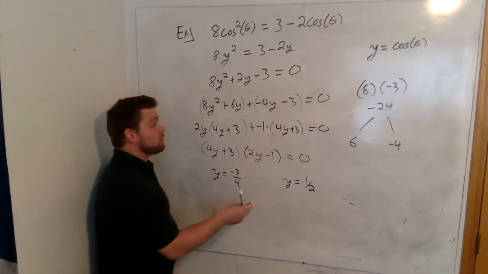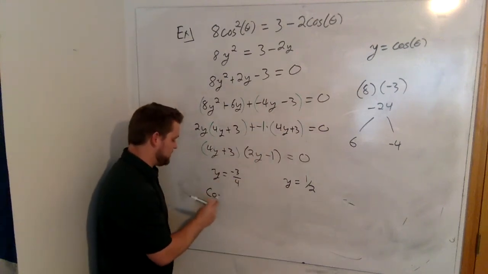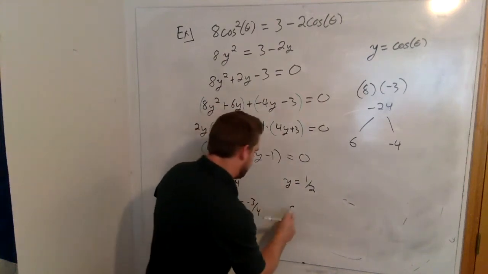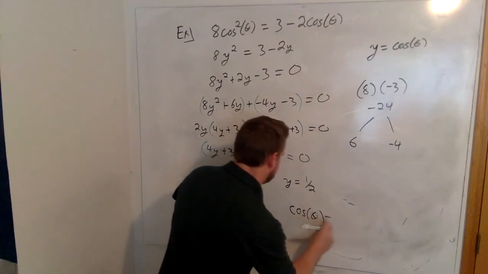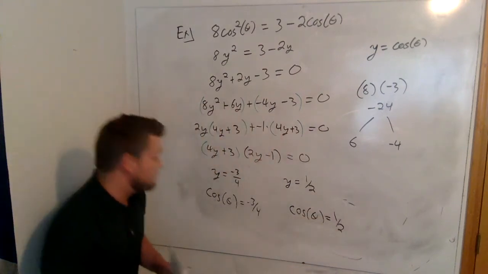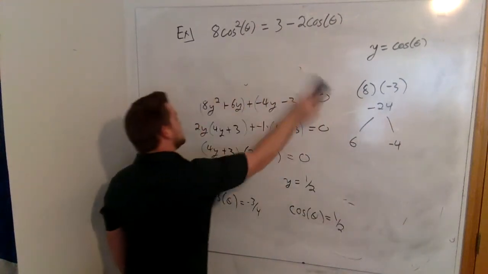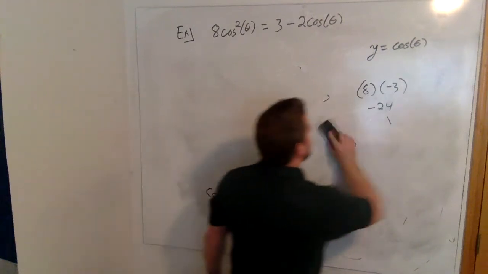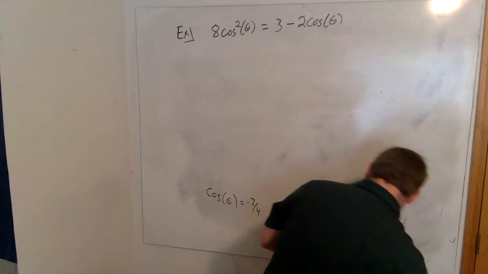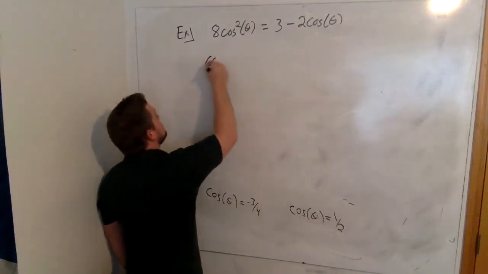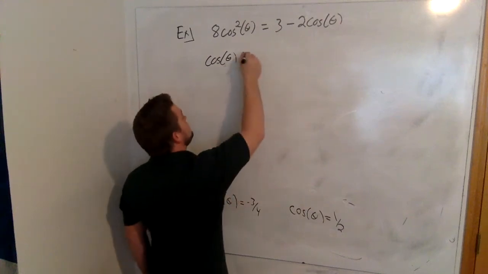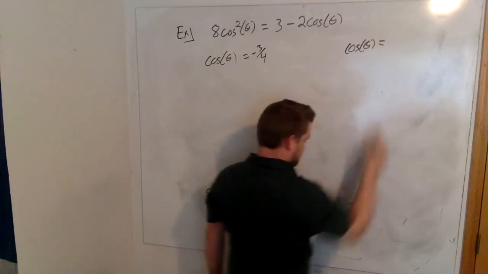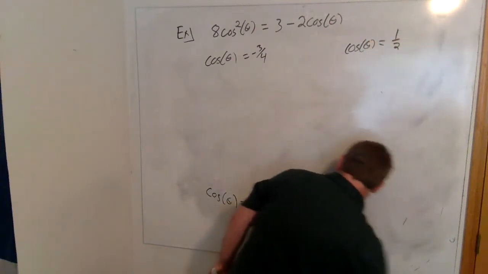All right, but we're not trying to solve for y, we're trying to solve for theta. So we have broken this down to solving cosine of theta equal to negative 3/4, and we also have cosine of theta equal to 1/2. So we need to solve each of these separately. Let's go ahead and do that. So we've taken this trig equation and broken it down to two basic trig equations. So we need to solve cosine of theta equaling negative 3/4, but we also need to solve cosine of theta equaling 1/2.